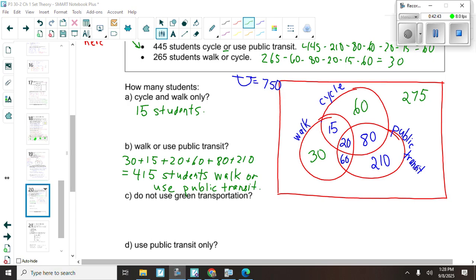Okay, do not use green transportation. The whole question was talking about the campaign encouraging students to use green transportation, so you've already done the math for that one. But you could write in all the numbers that you use. So this would be your 750, subtract everything. There's 30, 60, 210. So 275 students do not use it.